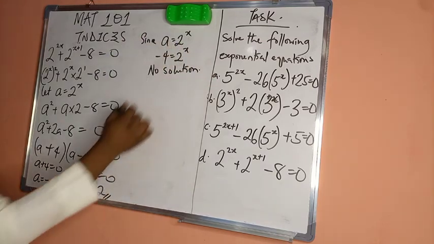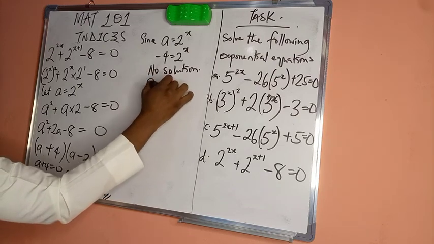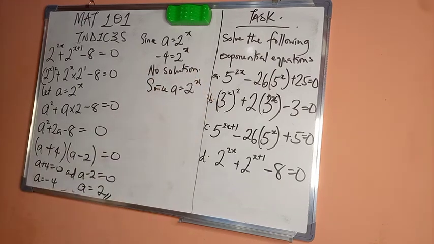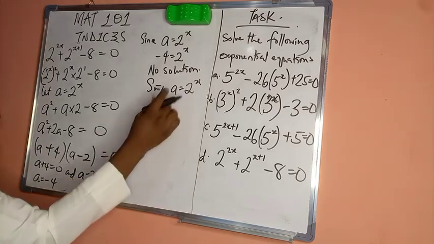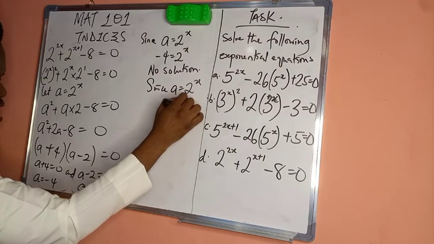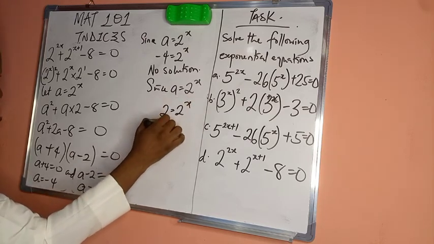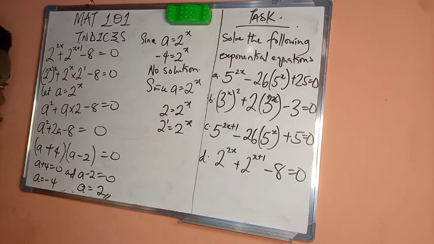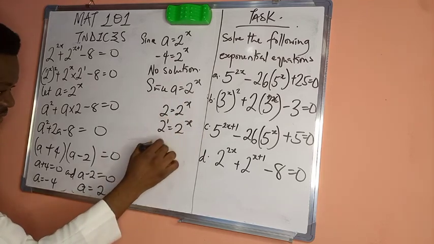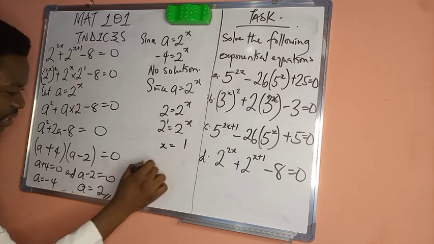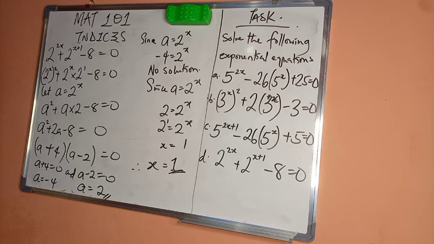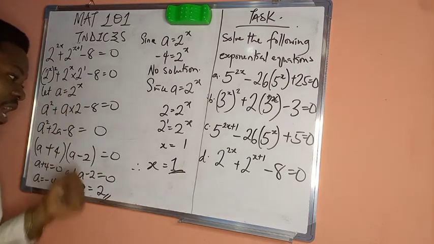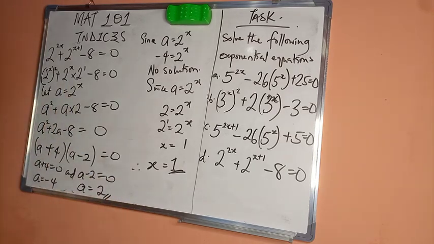Alright, let's try it again. Since a is equal to 2 raised to power x, and a is 2, we say 2 equals 2 raised to power x. And 2 is the same as 2 raised to power 1, so 2 raised to power 1 equals 2 raised to power x. Here the bases are the same, so we equate the powers: x equals 1. That means the value of x here is just 1. It has only one solution. The other one cannot work out, so we just put down no solution.